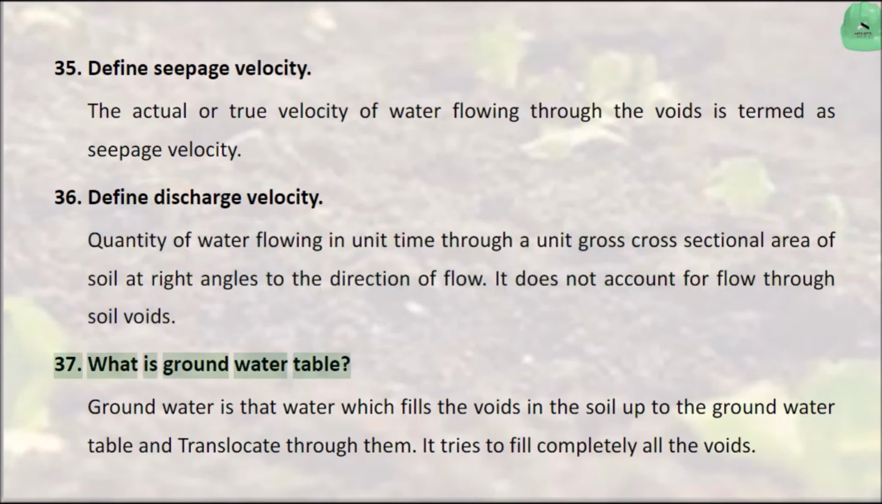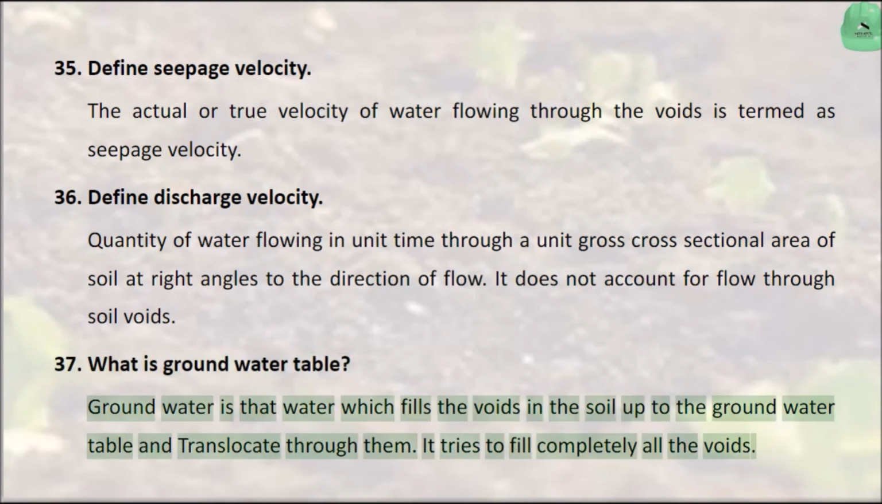What is groundwater table? Groundwater is that water which fills the voids in the soil up to the groundwater table and translocates through them. It tries to fill completely all the voids.